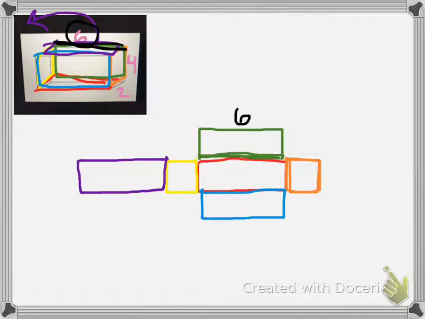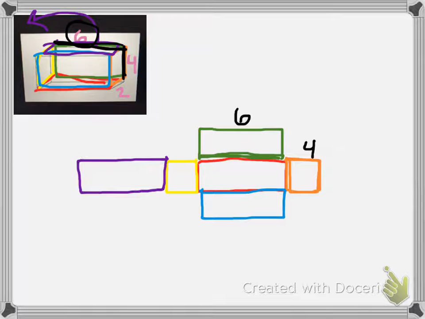Next, we need to label this 4 right here. That's where the green and orange lines would come together in our 3D shape. So I'm going to label this 4, and then that is also 4. Now again, because our opposite sides are equivalent, we know that this over here is 4, and this here is 4. This is going to be 4, and this is going to be 4, and so on. So we won't label all of those because that would be messy.